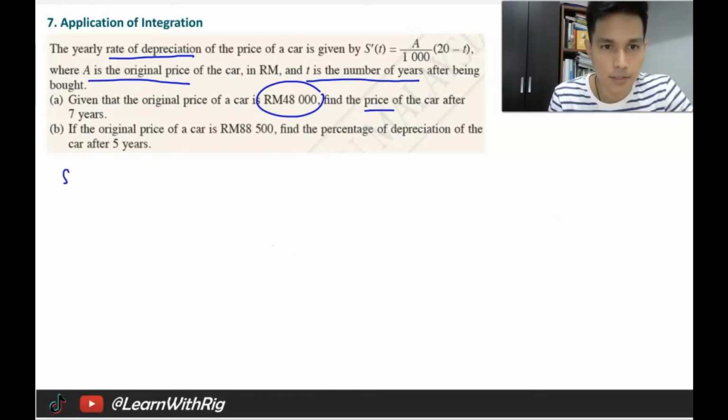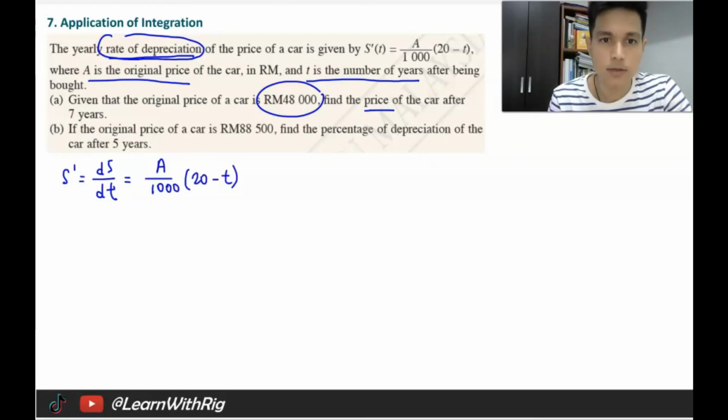They said that S prime is the rate of depreciation. So in other words, it is dS over dt, where S is the depreciation. The equation is A over 1000 times (20 minus t). So this is the equation.